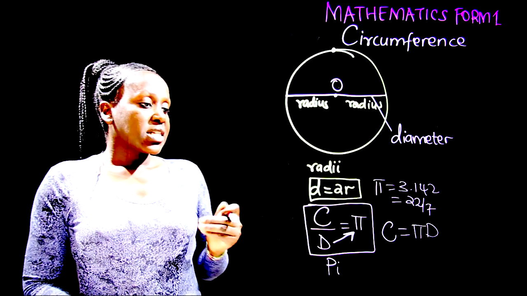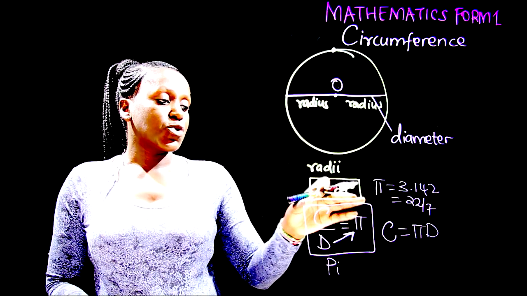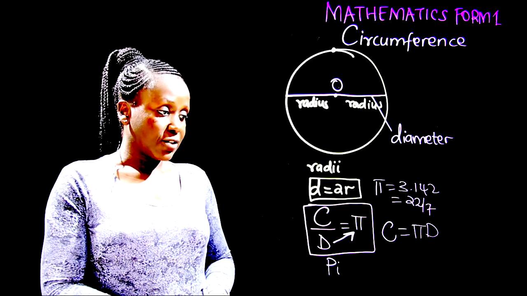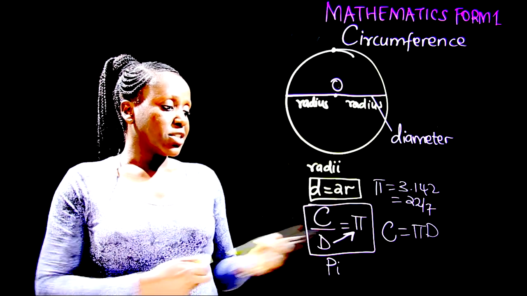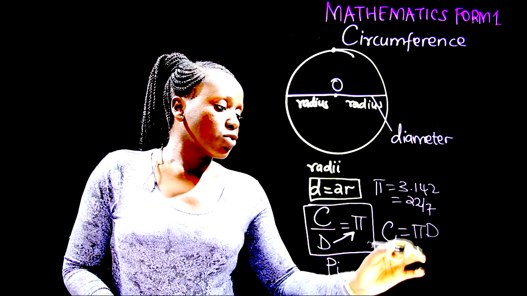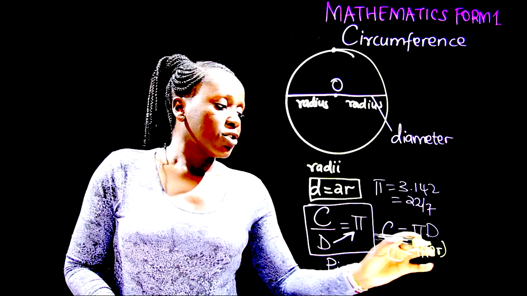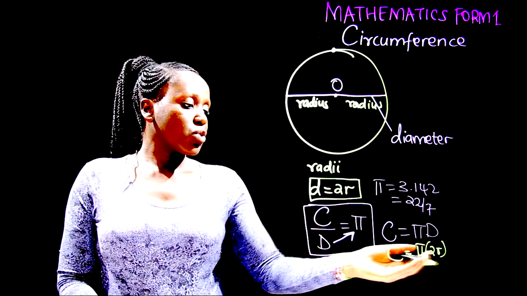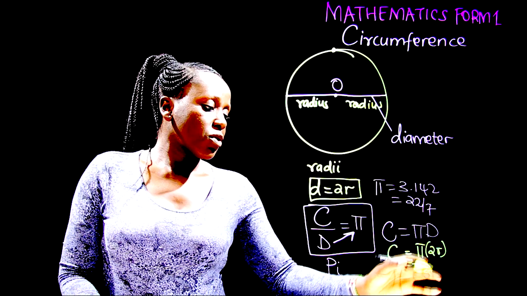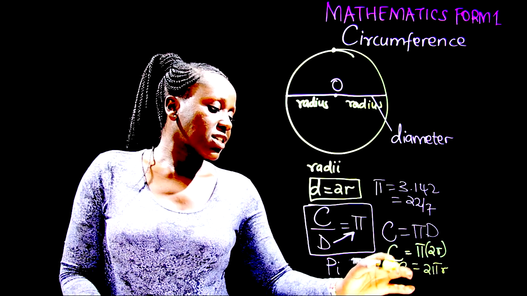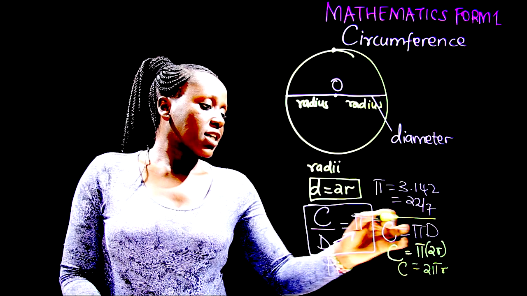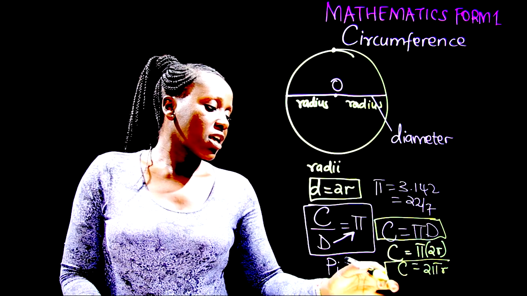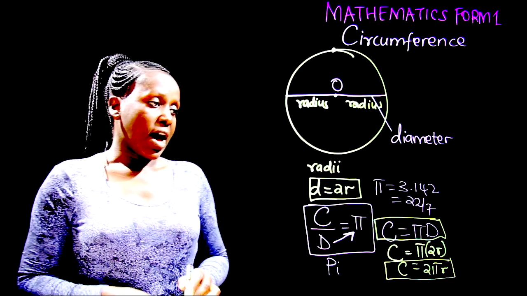Now, we already said that the diameter is equal to 2r. So what if we want to determine the circumference using r, the radius of the circle? We will just substitute here. C is equal to pi times 2r. Based on the rules of algebra, 2 comes at the beginning, so this will be 2 pi r. So the circumference can be calculated using the formula C is equal to pi d, or C is equal to 2 pi r.